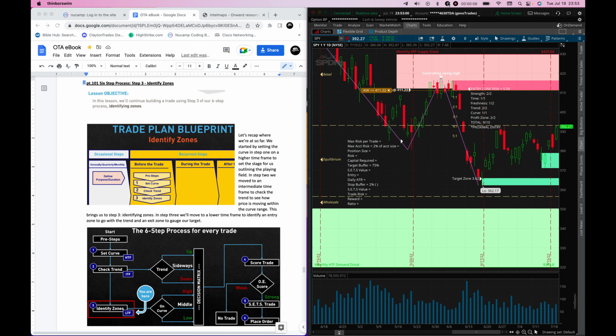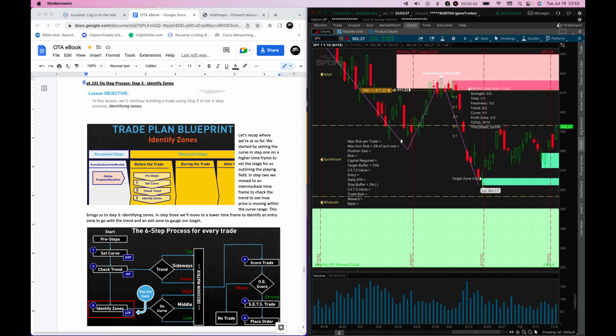In this lesson, we'll continue building a trade using step 3 of our 6-step process, identifying zones. Let's recap where we're at so far. We started by setting the curve in step 1 on a higher time frame to set the stage for us, outlining the playing field. In step 2, we moved to an intermediate time frame to check the trend to see how price is moving within the curve range.